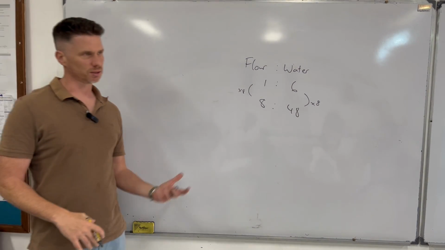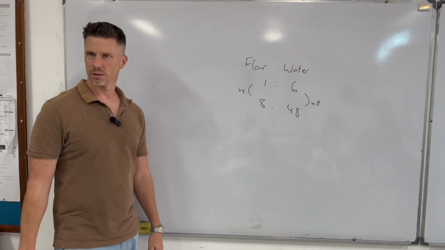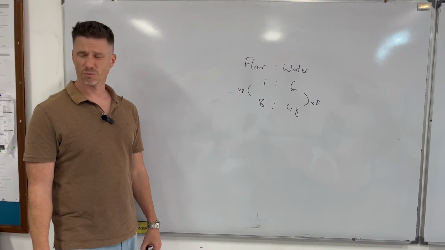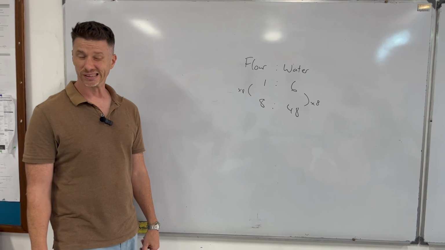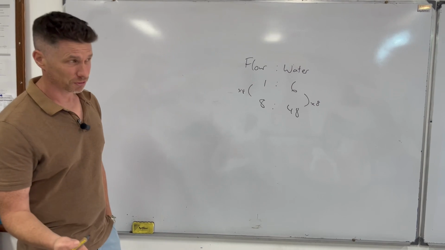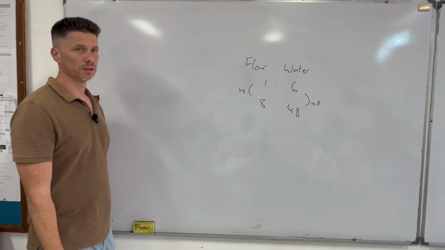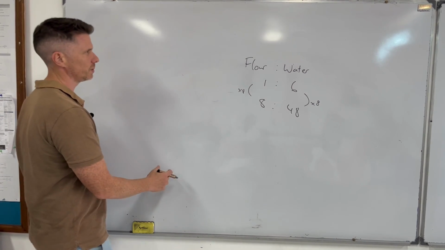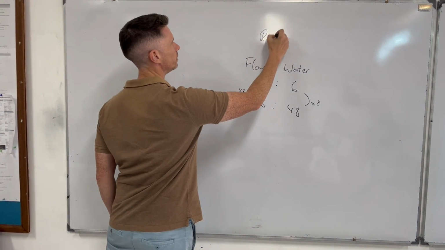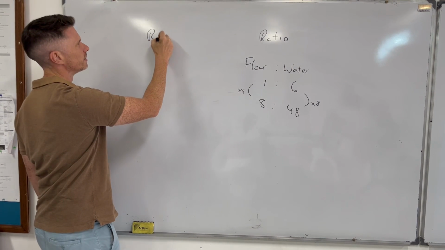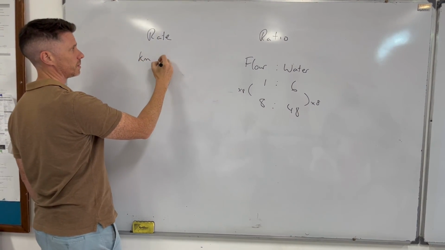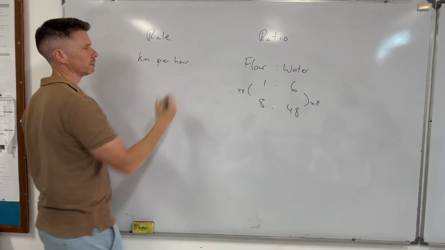Sometimes we have ratios in time and stuff like that. What's a rate then versus a ratio? Yeah, so speed is a rate. So what's the difference? Ratio is like flour to water is 8 to 48. This is a ratio. A rate then is like a speed, like you're saying. So you might say kilometers per hour, yeah?